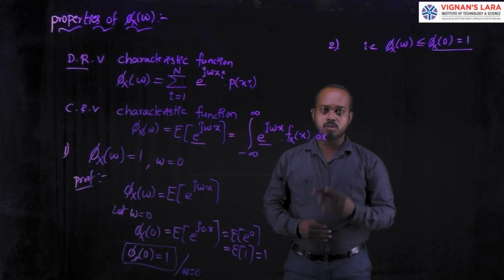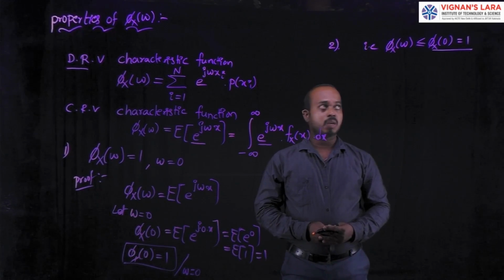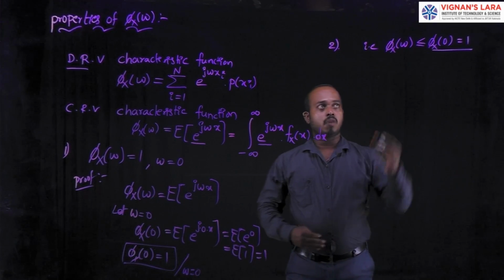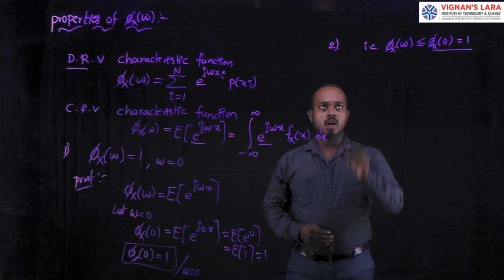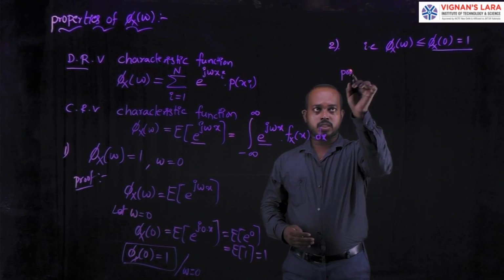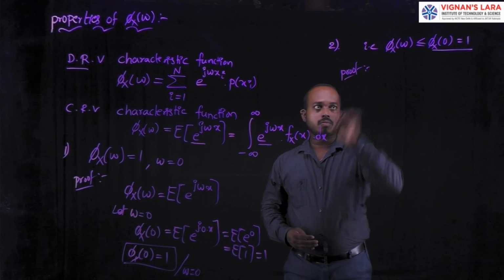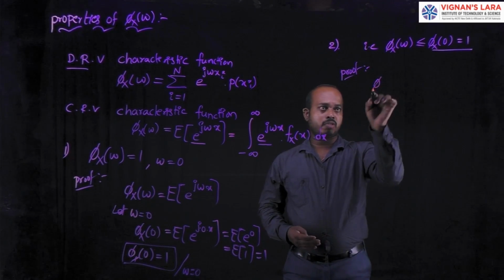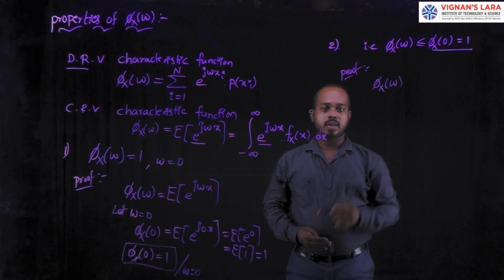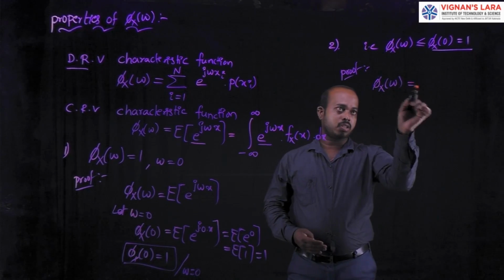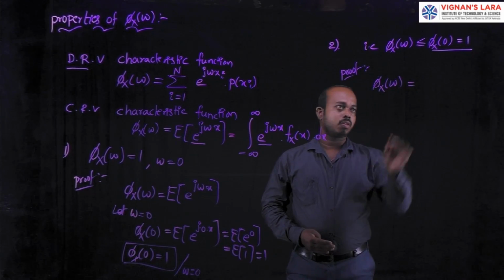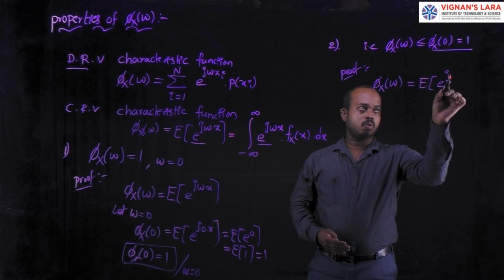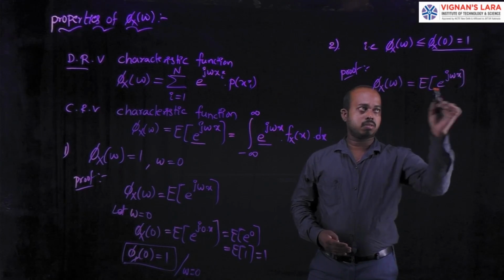At omega is equal to 0. But to prove this property, that the characteristic function has its maximum value there, we need to consider the basic formula of the characteristic function. That is phi x of omega, which is equal to the expectation of e power j omega x.